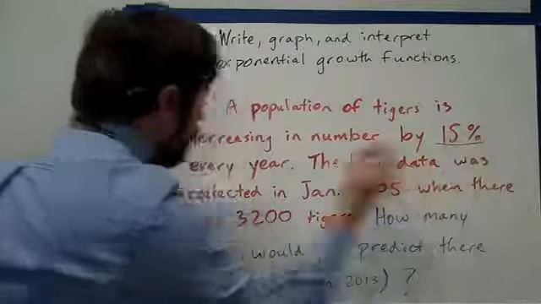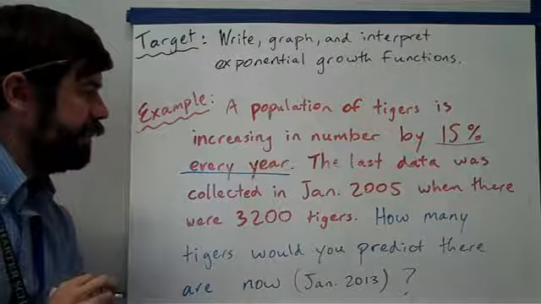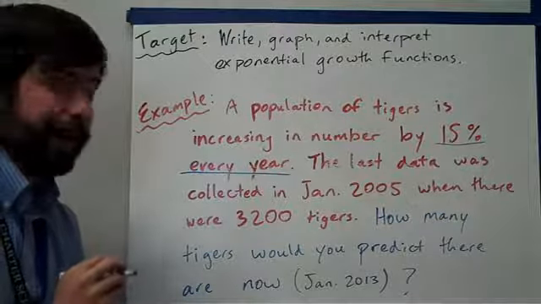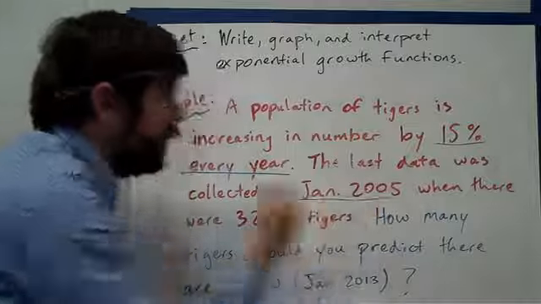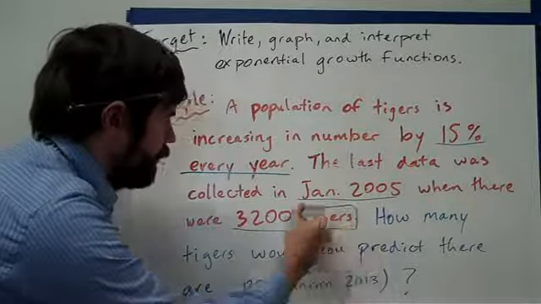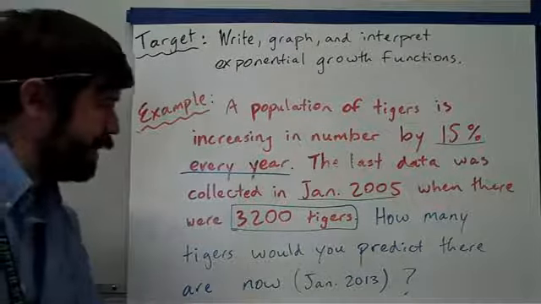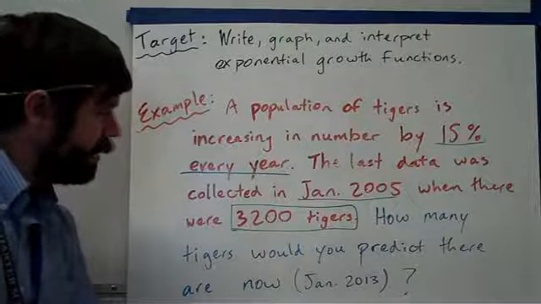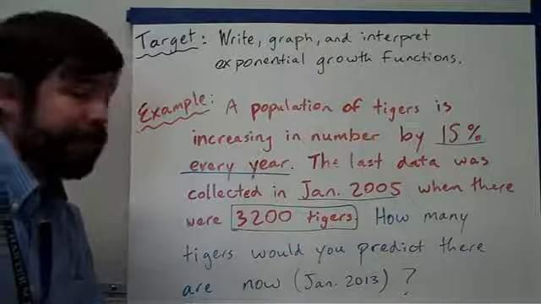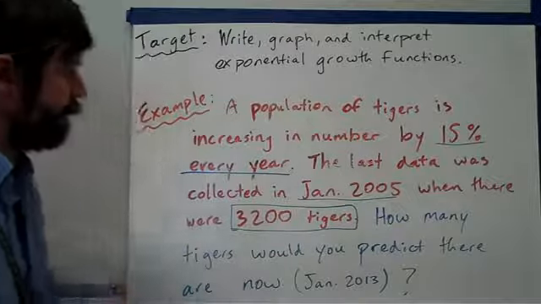So 15% every year. The last data was collected in January 2005, when there were 3,200 tigers. Okay. And the question that they want us to answer is, how many tigers would you predict there are now? And now being January 2013.